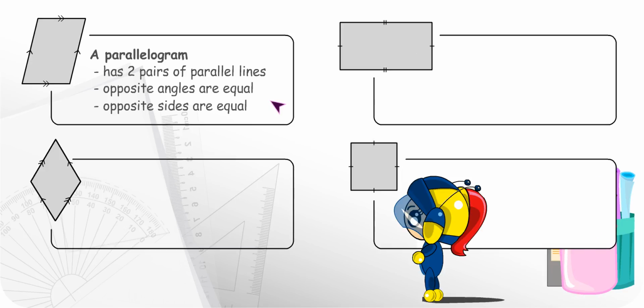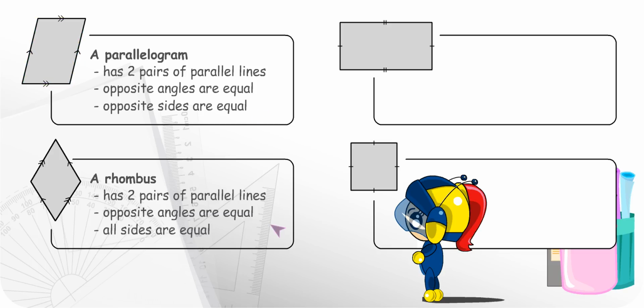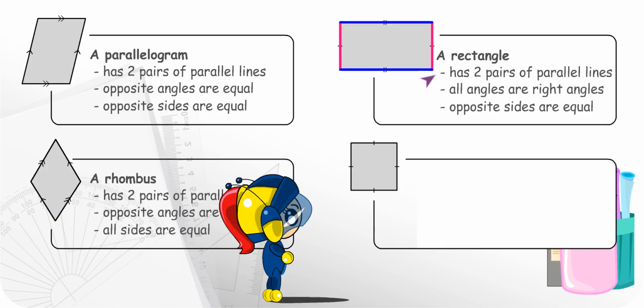A parallelogram has two pairs of parallel lines. Opposite angles are equal. Opposite sides are equal. A rhombus has two pairs of parallel lines. Opposite angles are equal. All sides are equal. A rectangle has two pairs of parallel lines. All angles are right angles.